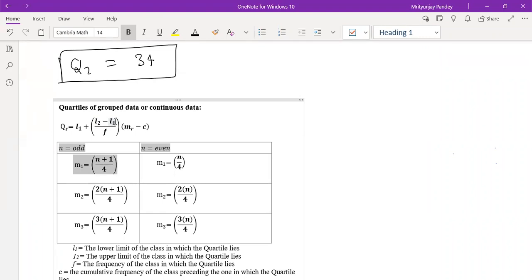So R is nothing but order of quartile, Q1, Q2, Q3. When you calculate Q1, then you have to substitute R equal to 1. When you find Q2, then R equal to 2 and R equal to 3. So M1, M2, M3, these are the formulas. There are two columns: if the number of data is odd, then your formula is M1 equal to (N plus 1) by 4. And when the number of data N is even, then your formula is N by 4, 2 times of N by 4, 3 times of N by 4. इसमें आप no need to take an average for the M2.